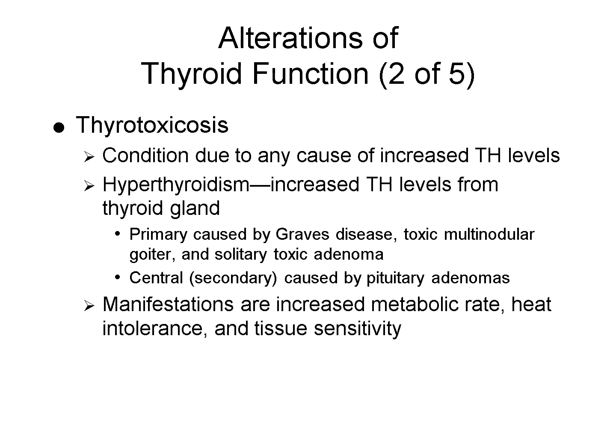Thyrotoxicosis refers to any condition with elevated levels of thyroid hormone. When the cause is overactive thyroid tissue, it is called hyperthyroidism. Primary causes include Graves' disease, toxic multinodular goiter, and solitary toxic adenomas. Central causes are less common and often involve pituitary adenomas producing excess TSH. Symptoms include increased metabolism, heat intolerance, and hypersensitivity to sympathetic stimulation.